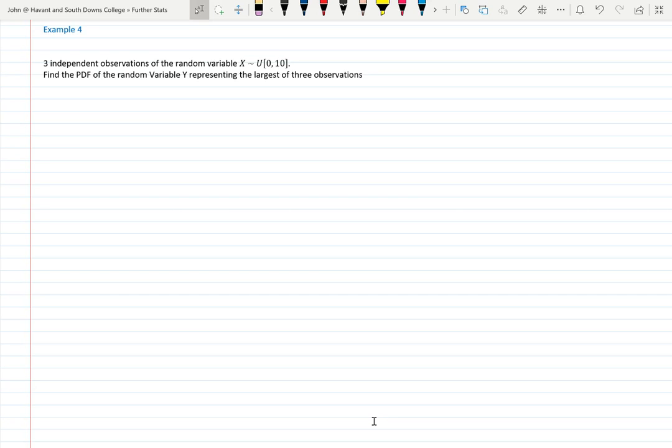Okay, so here's something slightly different. In this question, it's not about a function, it's about different observations of the same random variable and taking the largest one. And there's a particular way of dealing with this. I haven't seen this many in past paper questions, but I've certainly seen it in textbooks, so I think we better have a look at it.